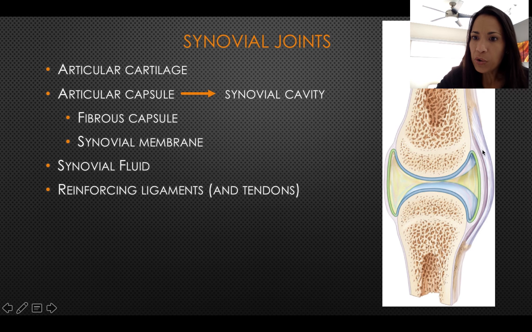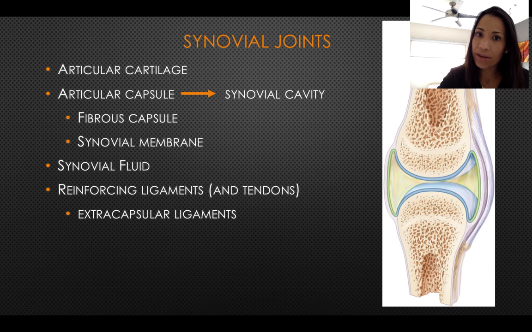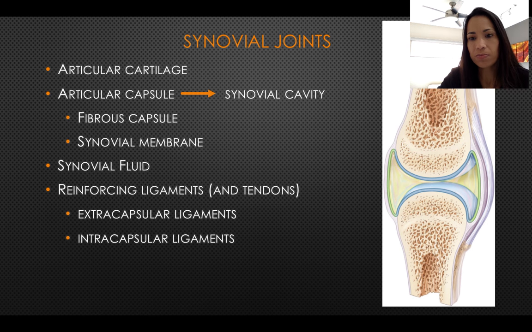Now, if they are located, like in this example, outside of the capsule, we call them extracapsular ligaments. But there are some joints, and the best example is the knee joint, where we're going to find ligaments inside the capsule, and we're going to call them, obviously, intracapsular ligaments.